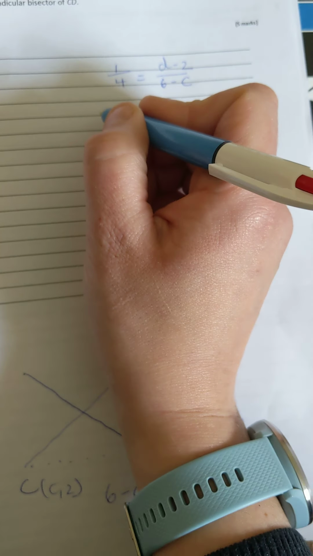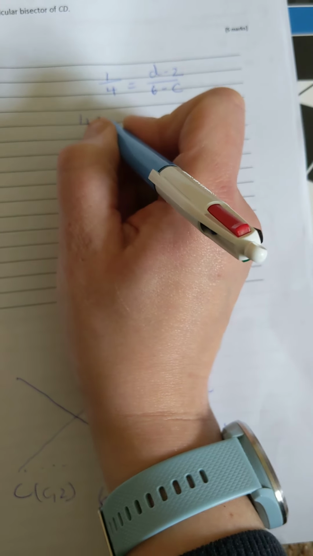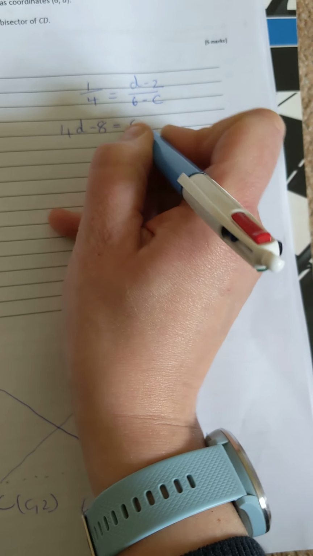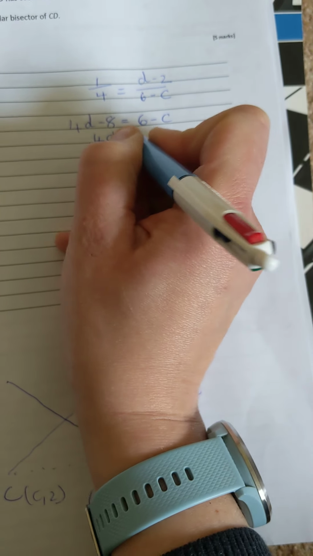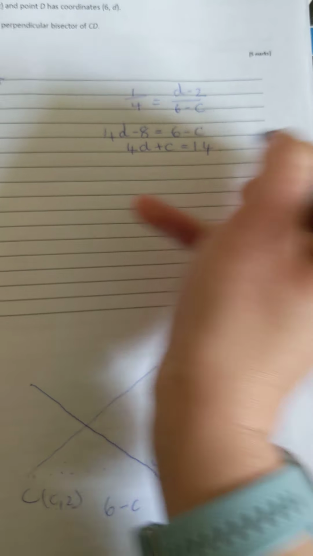I can rearrange and simplify. I get 4D minus 8 equals 6 minus C, so 4D plus C equals 14.